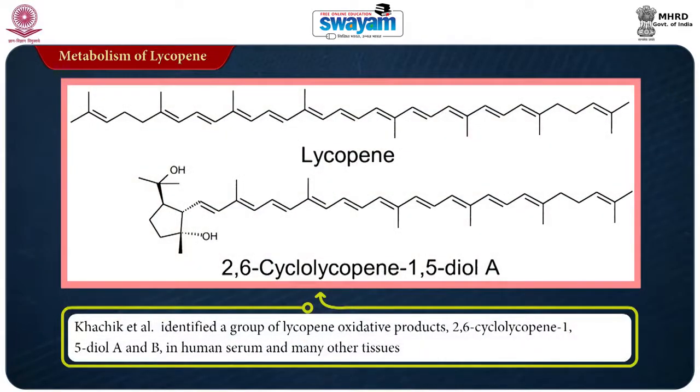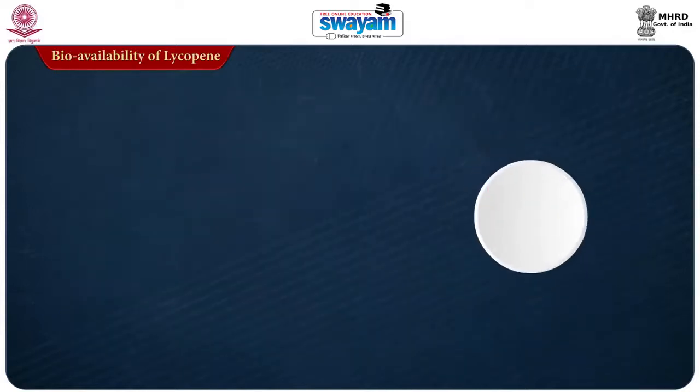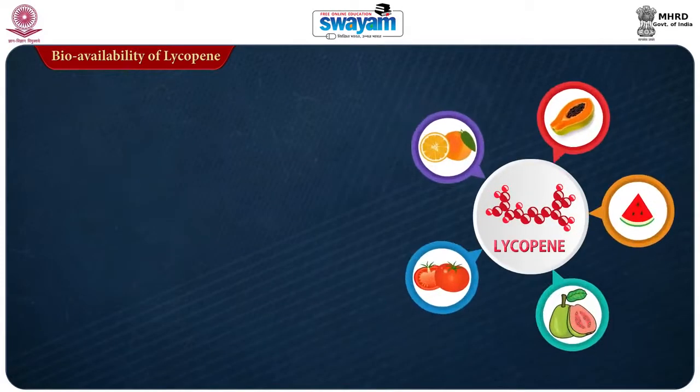Previously, a few scientists have identified a group of lycopene oxidative products, 2,6-cyclolycopene-1,5-diol A and B, in human serum and many other tissues including prostate, lungs and colon. Recently, a series of apolycopenals including apo-10 lycopenal have been identified in human plasma. Hope learners, you have understood the metabolism of lycopene.